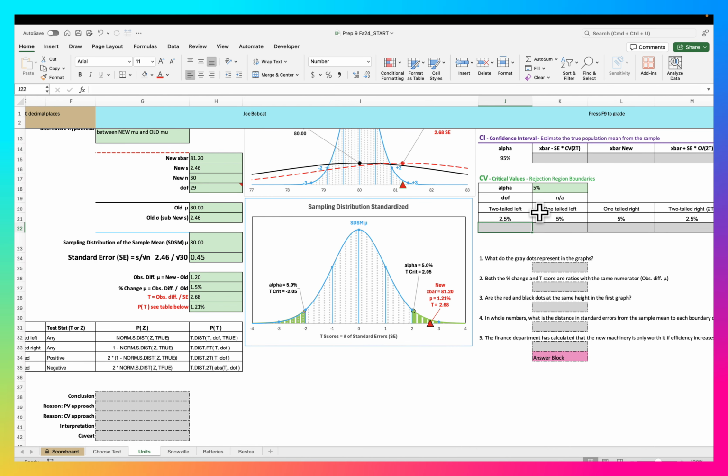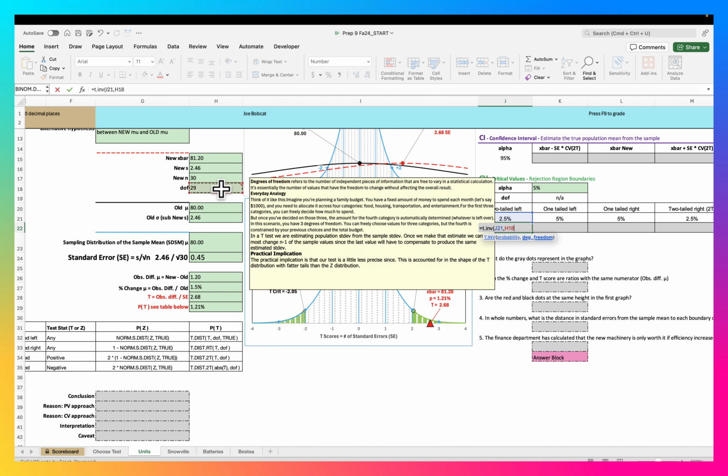But let's keep going. So over here, now everything's t. Everything used to be z, but it's t. See, it says t here. And this is a t score. And all these guys over here are also going to be t's. So it means we have to use all the functions related to t. So this is T.INV of the probability and the degrees of freedom, which are here.